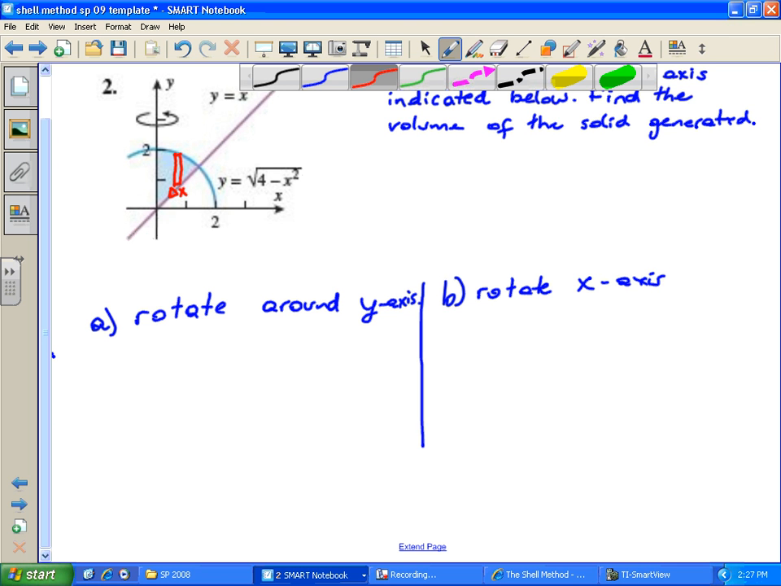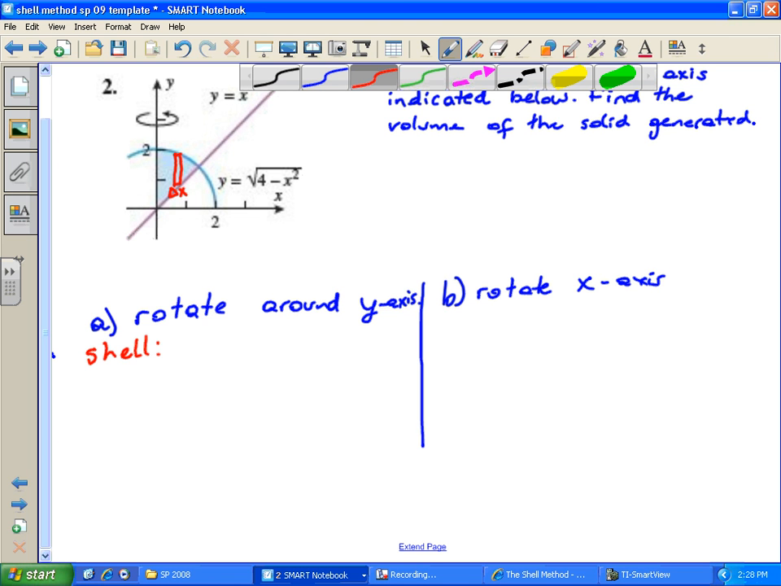The reason being, this rectangle has the same neighbors throughout the region. If you try one of the other kind, a horizontal rectangle, you will see that that won't be possible. So we have to pick this rectangle. With that selection, and since the rotation is around the y-axis, we are forced to choose a single method. Since our rectangle is parallel to the axis of rotation, we're going to use the shell method.